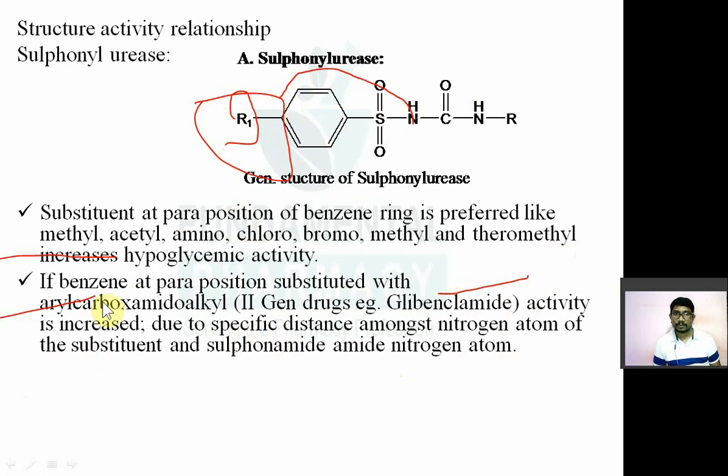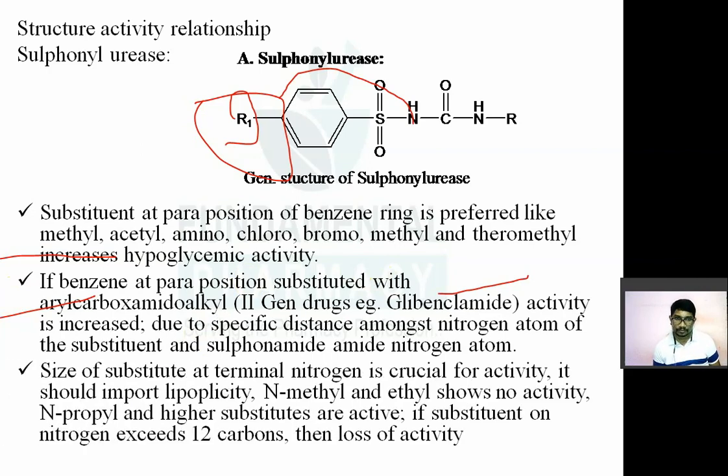So if the benzene ring at the para position is substituted with an aryl carboxamide alkyl, you will get second generation drugs. Activity is increased due to the specific distance between the nitrogen atom of the substituent and the sulfonamide nitrogen group. Now the third point: the size of the substituent at the terminal nitrogen is crucial for activity, and it should impart lipophilicity to the compound. Here is the terminal nitrogen.